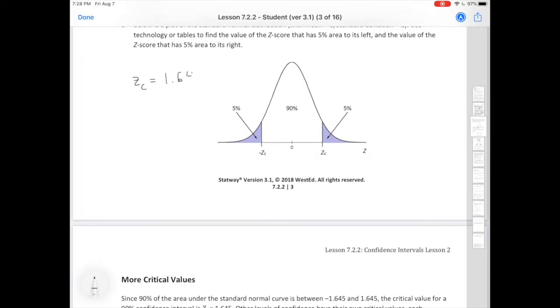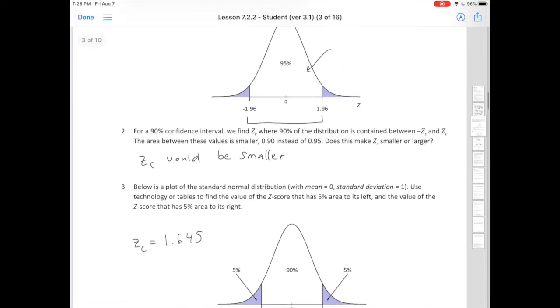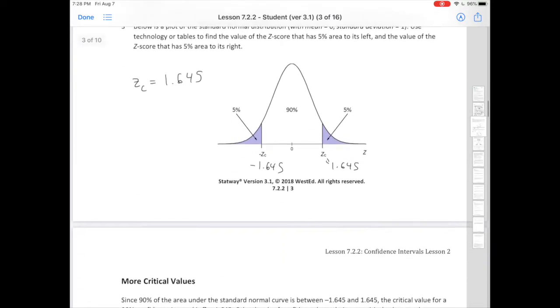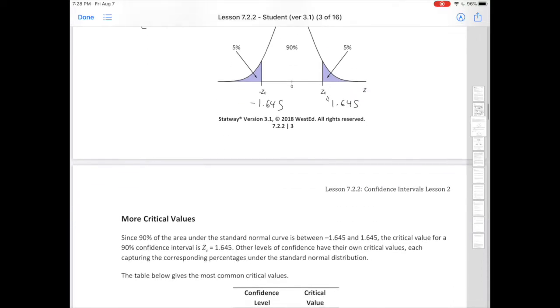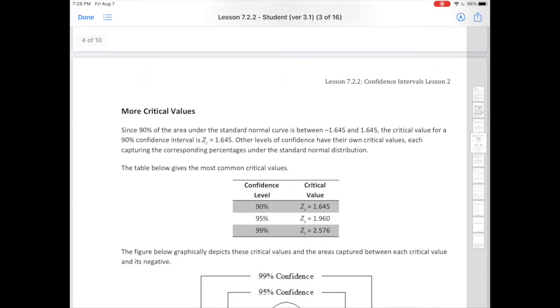So the critical z value that we would use is actually 1.645. So in other words, this guy would be 1.645 standard deviations to the right, and this would be 1.645 standard deviations to the left. Okay. Which makes sense, right? 1.9 something gave us 95%, but of course, if we only go out 1.645 standard deviations, that is going to give us less under the curve.